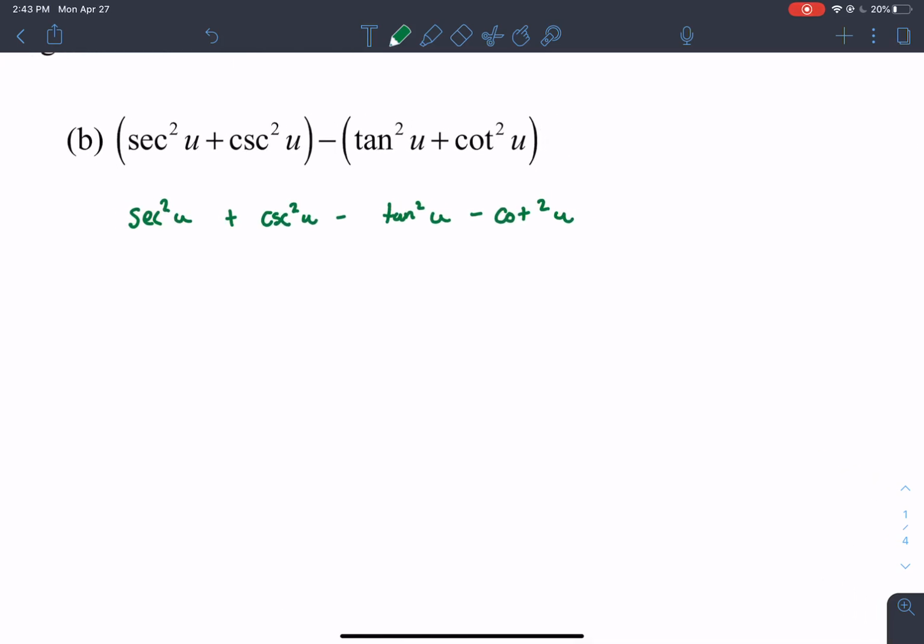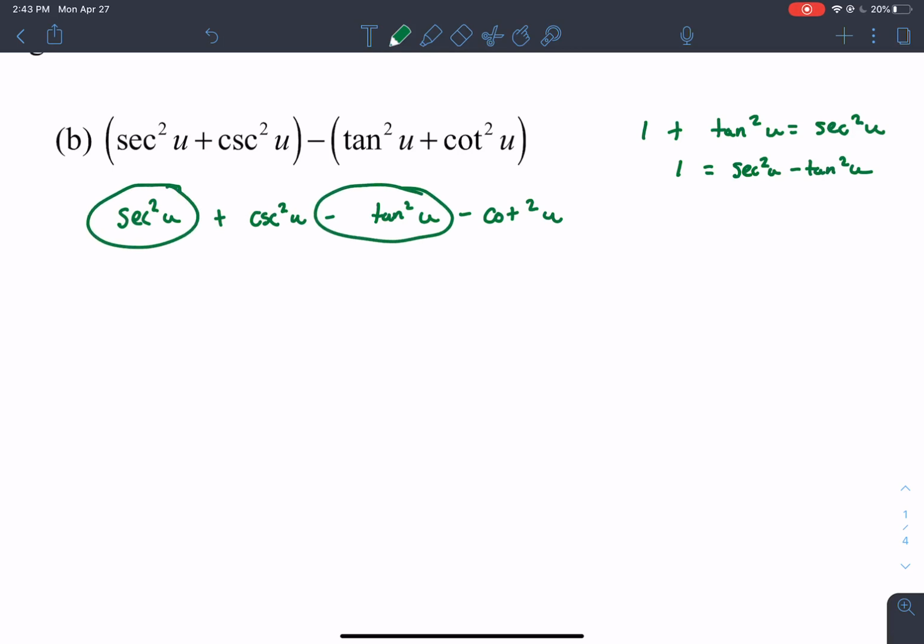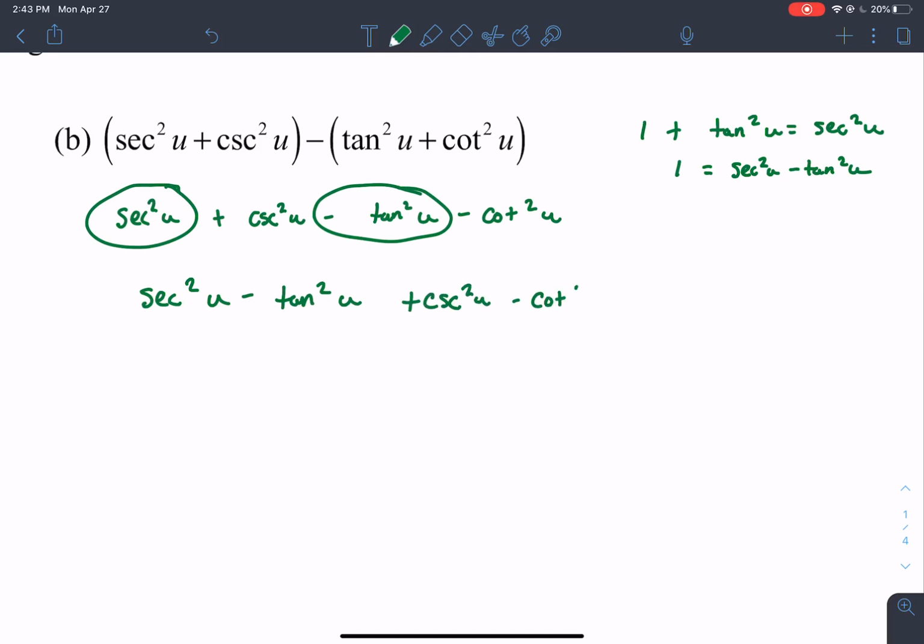Okay, now the identities that we have for secant squared, cosecant squared, tangent squared, cotangent squared, you got 1 plus tangent squared is secant squared. So now if I rearrange some of these, and say I did secant squared minus tangent squared, I know that that's going to come out to be 1. So if I take this term and this term and I put them next to each other, now I have what I want. So now I got secant squared minus tangent squared, now plus cosecant squared minus cotangent squared.